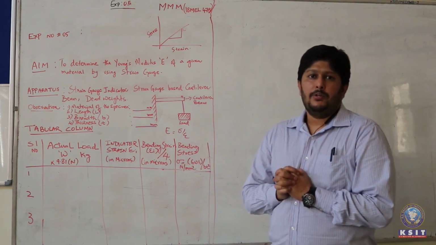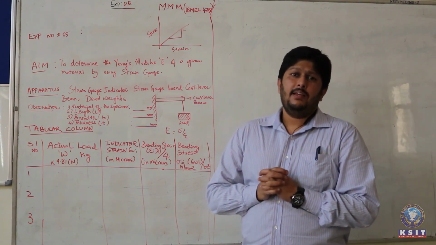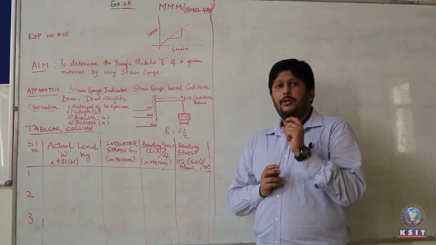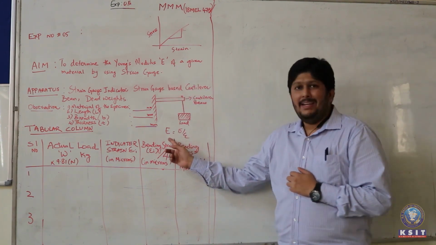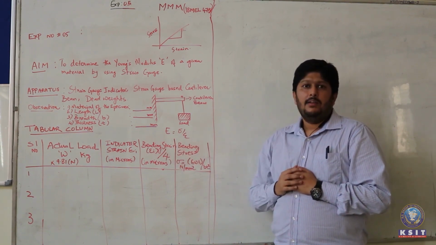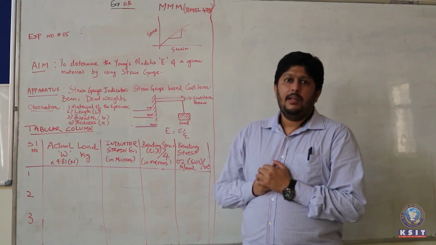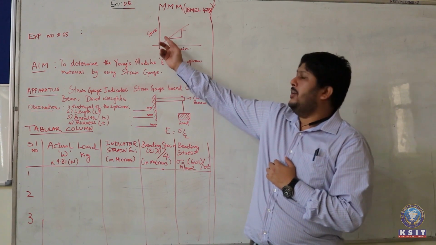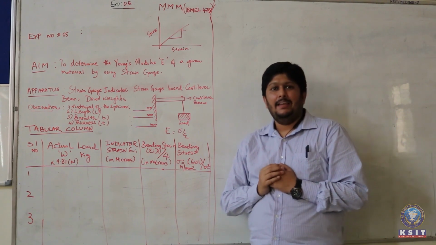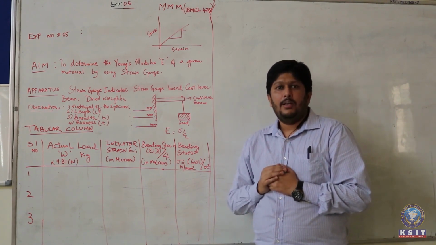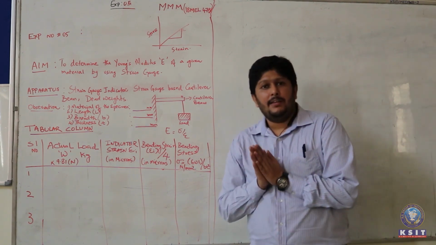We all know what Young's modulus is. In an elastic specimen, when stress is proportional to strain, there is a constant. That constant is nothing but Young's modulus, that is, capital E equals stress divided by strain. Within the elastic limit, stress is directly proportional to strain, so when we plot a graph of the values of stress against the values of strain, the graph should be a linear line. When we take the slope of it, we get Young's modulus. This is how we determine Young's modulus using a strain gauge.